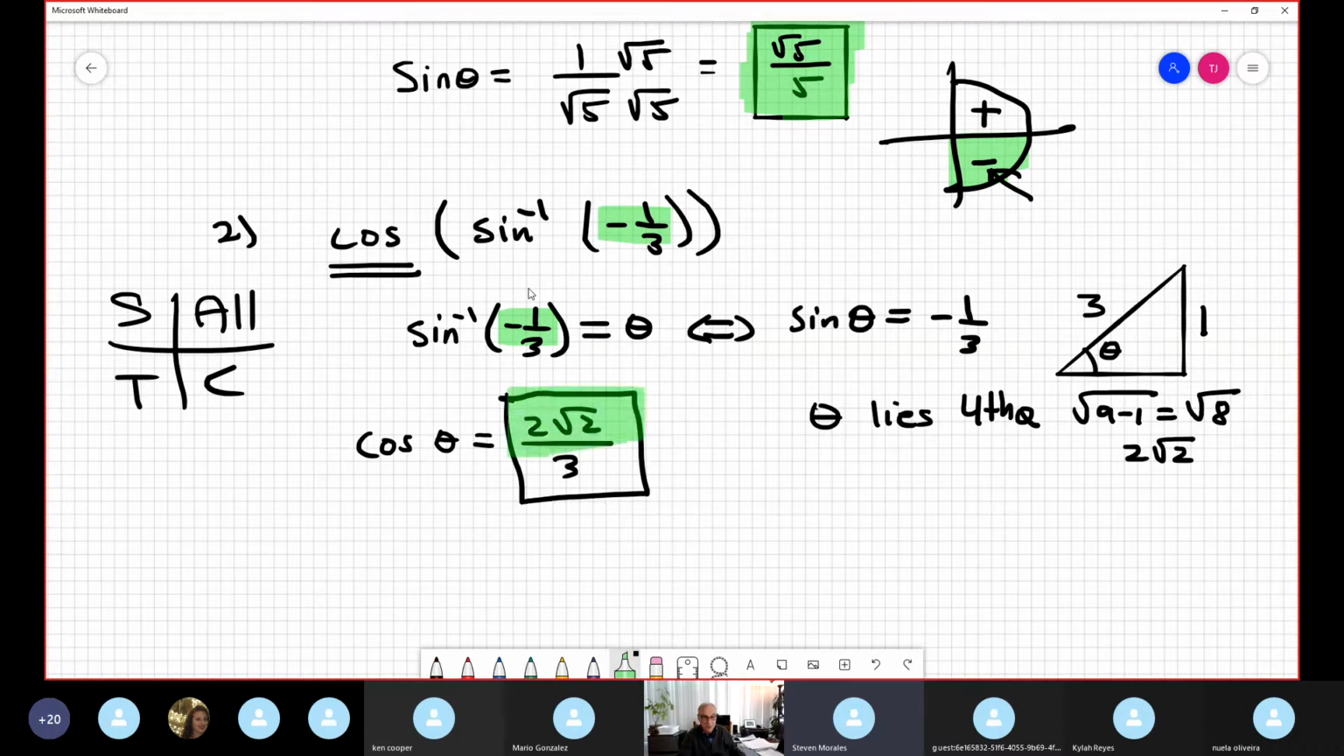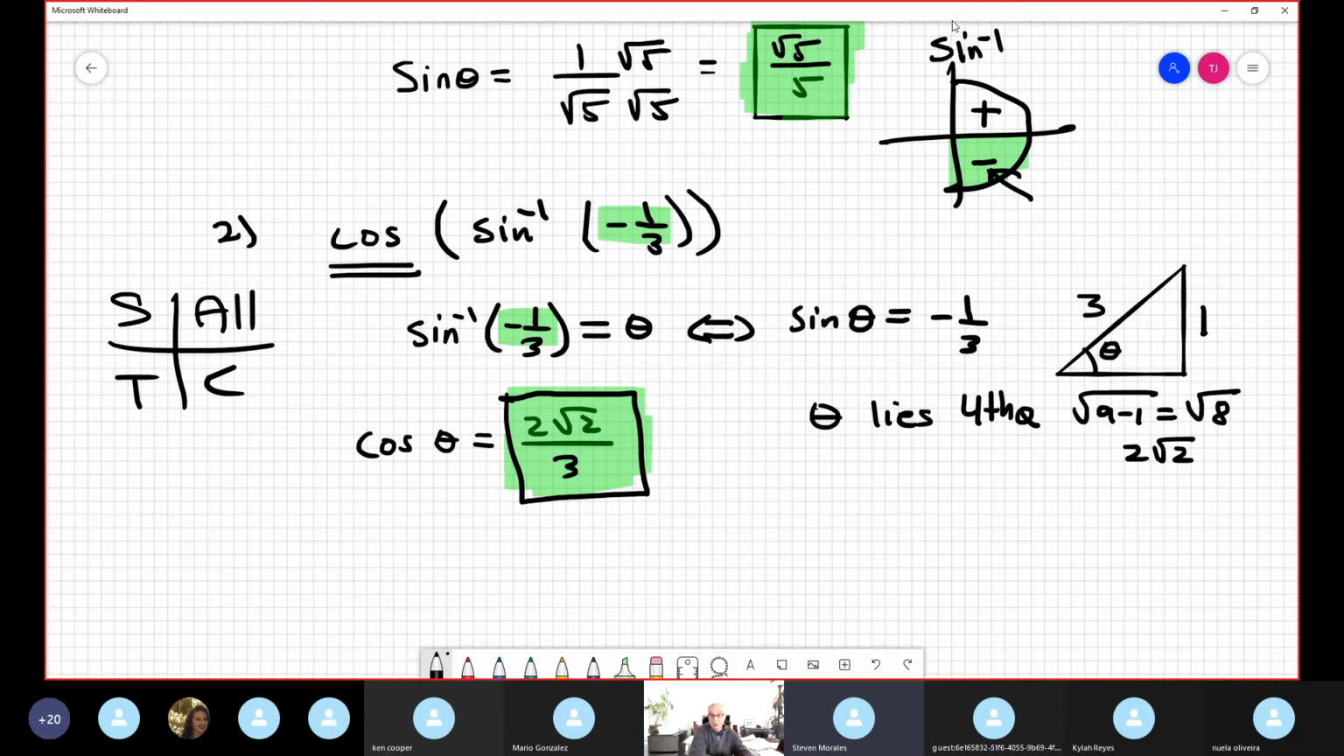Final answer. Okay, let me summarize. You take the innermost operation, which is sine inverse equal to negative 1/3. Using this information, I get two pieces of information. Information number one, my angle theta lies in the fourth quadrant. Yes or no? Because it's negative, according to the convention of the inverse sine.